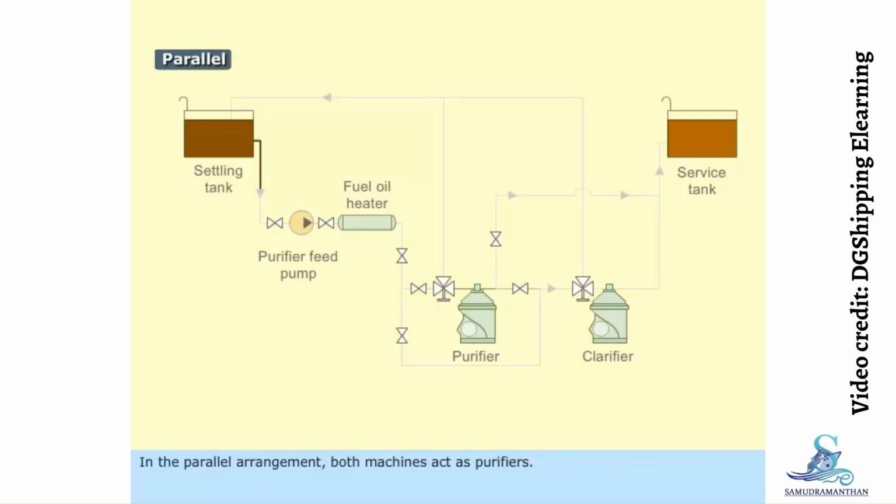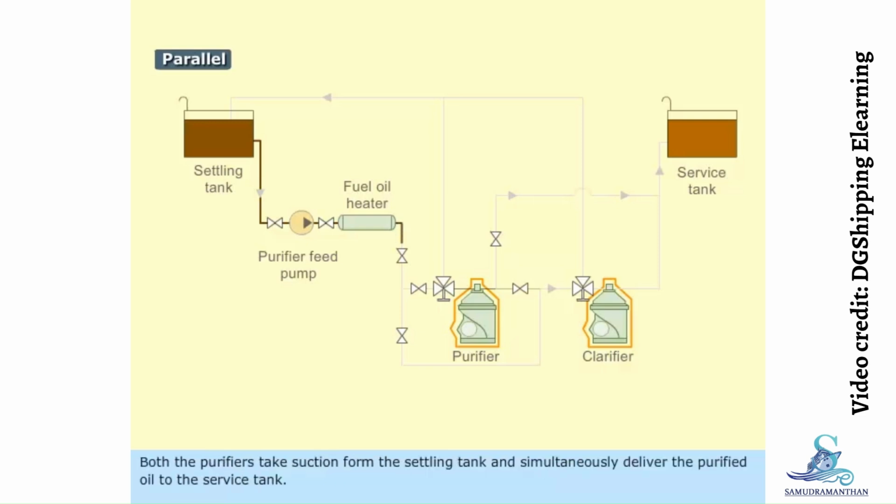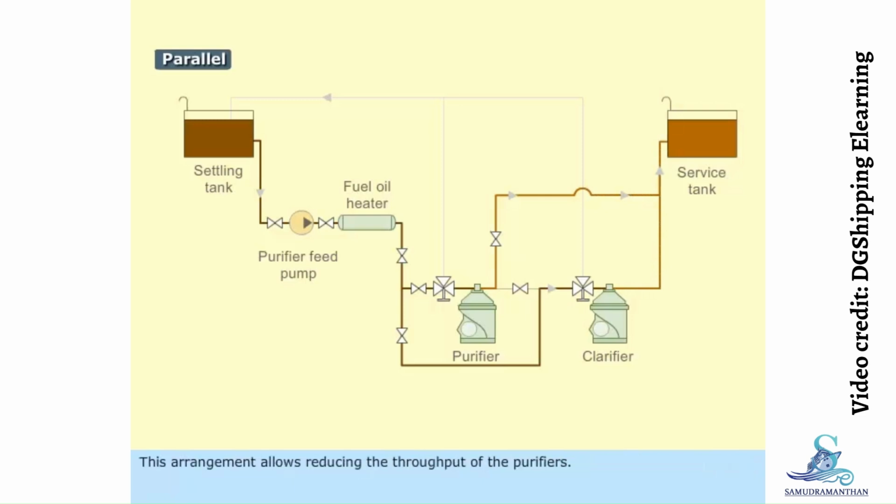In the parallel arrangement, both machines act as purifiers. Both the purifiers take suction from the settling tank and simultaneously deliver the purified oil to the service tank. This arrangement allows reducing the throughput of the purifiers. The low throughput permits a longer time for fuel purification.